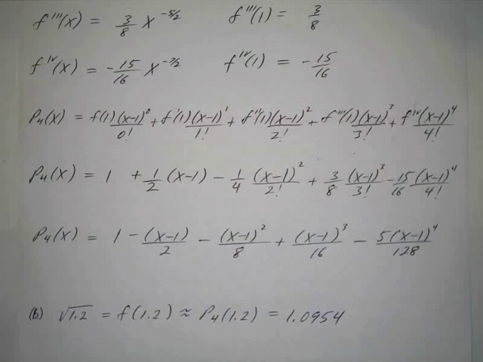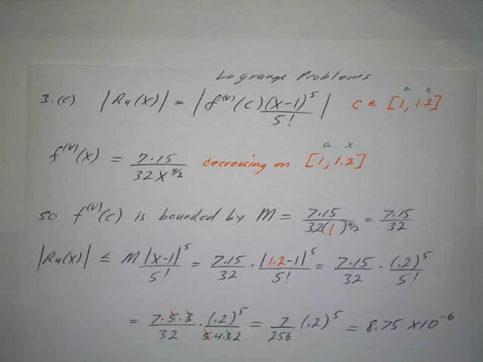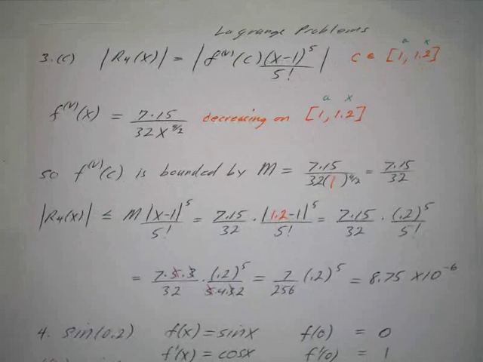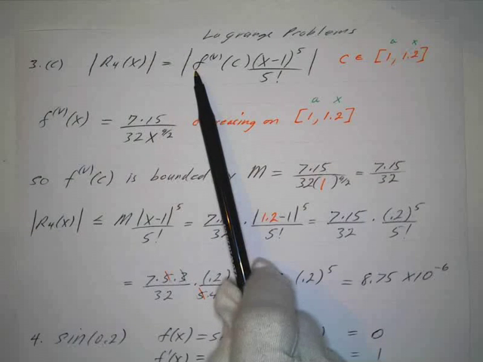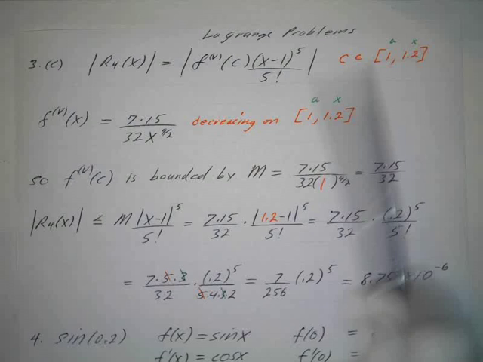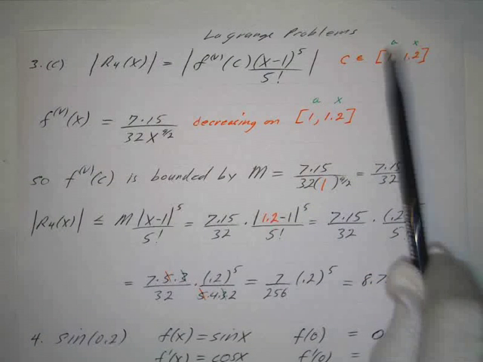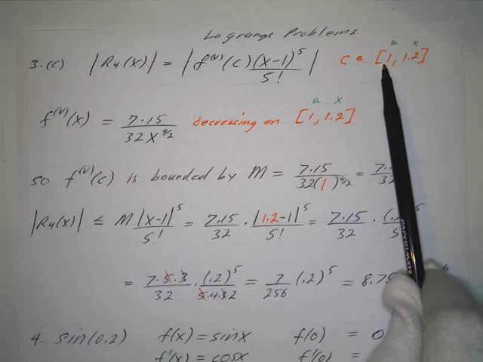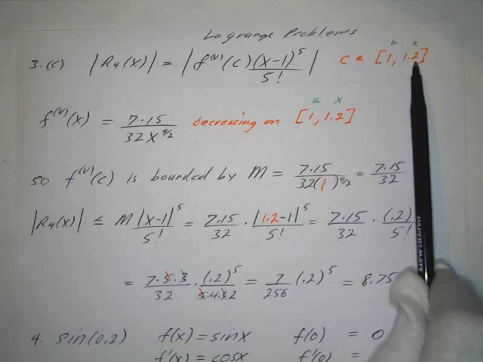Okay. Now let's look at the error bound. So this is the error bound, and again, it's going to be r sub 4. So I want the fifth derivative at c, times x minus 1 to the 5th, the absolute value of all that over 5 factorial. Remember, this c is going to be on the interval between a and x. My center was 1, and my x, my value, I'm going to evaluate this at is 1.2.